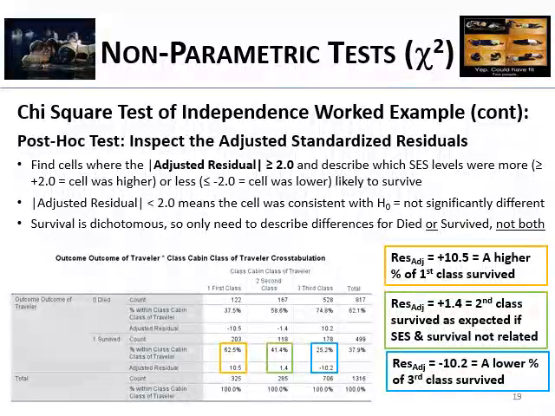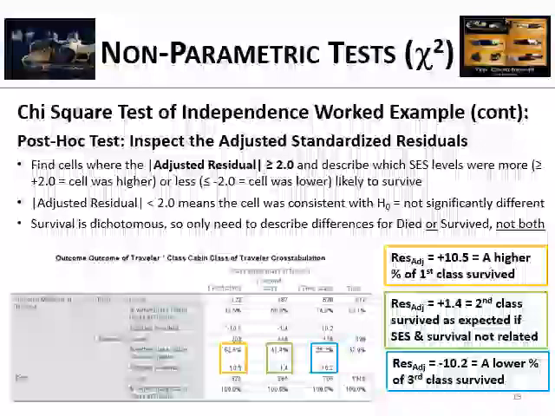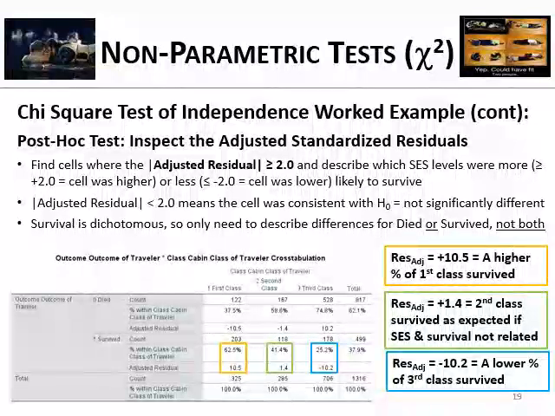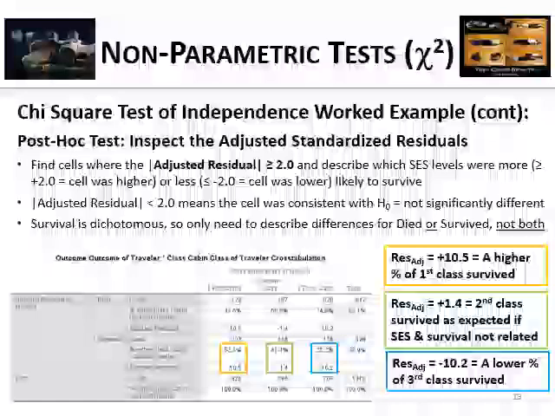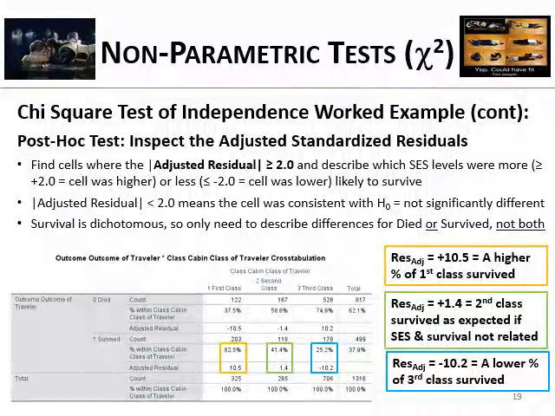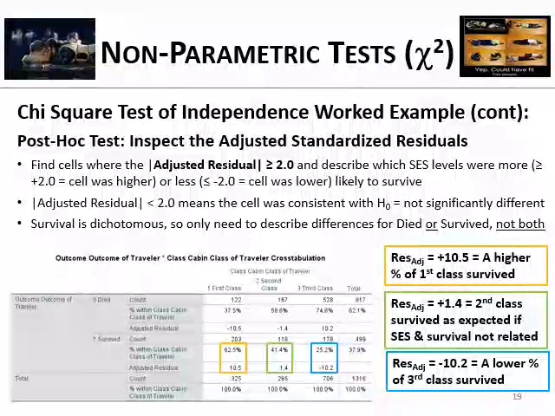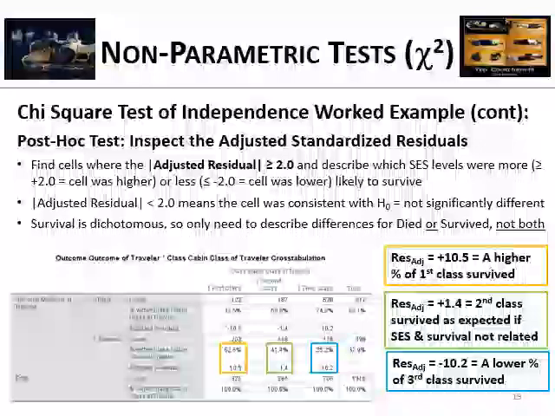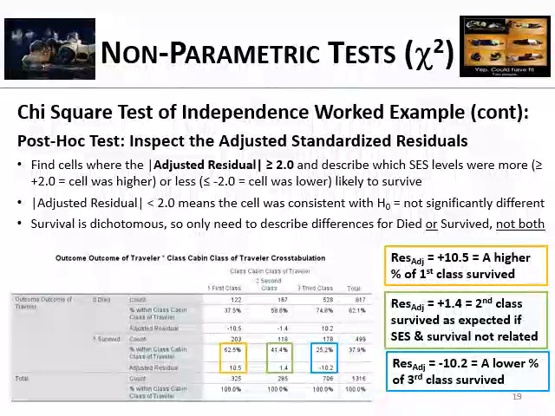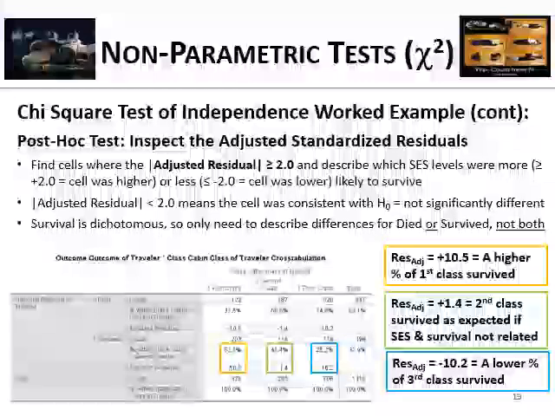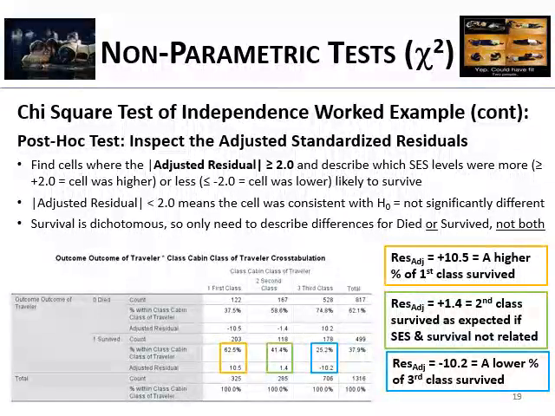How about third class? Well, third class is negative 10.2. That means it's negative, so there were fewer in that cell than would have been expected if survival and SES were not related for the Titanic passengers. So we got more first class survived, fewer third class survived, and second class is about what would have been expected if SES and survival were not related.